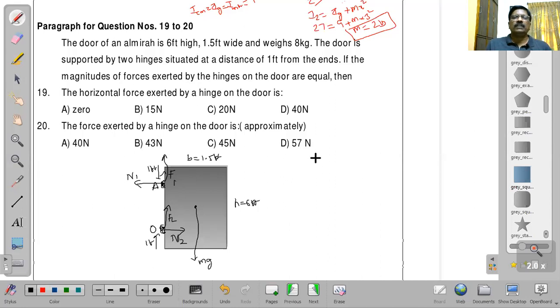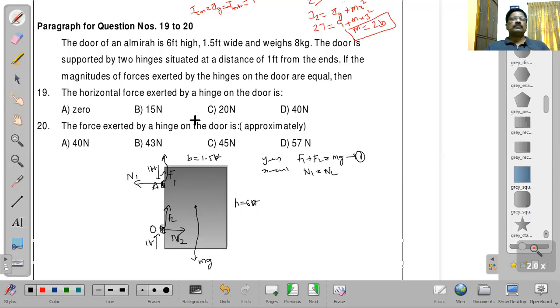Okay, so along the vertical, F1 plus F2 is equal to the weight mg. That is one equation. Along horizontal means along the x-axis. Along the x-axis, on the door only two forces, N1 and N2, act. That's why N1 is equal to N2, as they are in opposite directions. Both N1 and N2 are equal.